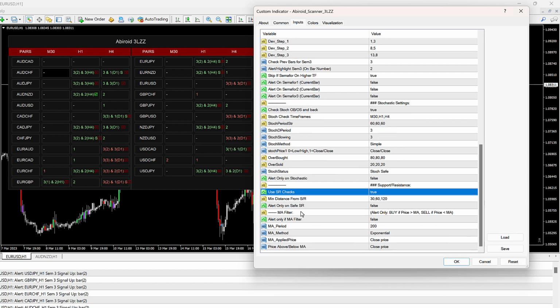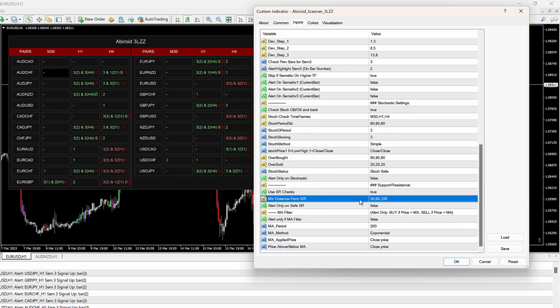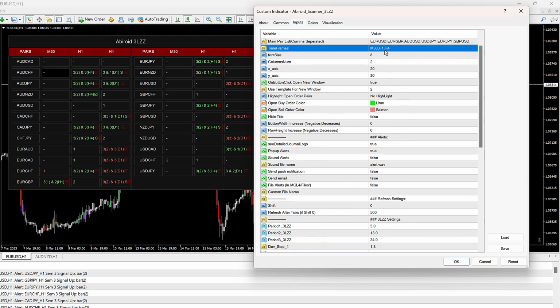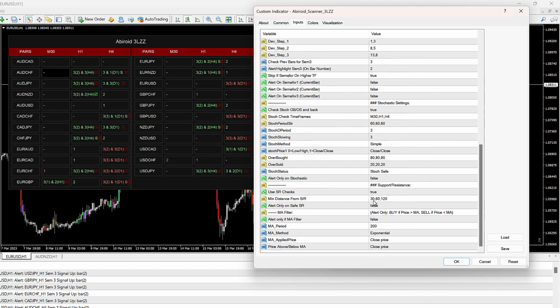And over here, you can define the min distance in points. So suppose the time frames that you have defined are M30, H1, H4, right here. These are the time frames. In that case, the very first number for M30, it will check that price should be at least 30 points near the support line for a buy semaphore, and for H1, it should be at least 60 points near the support line, and finally for H4, it will check 120 points.